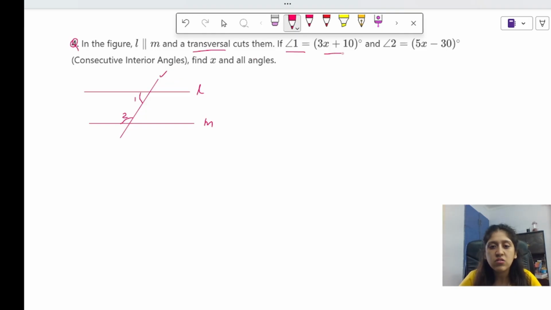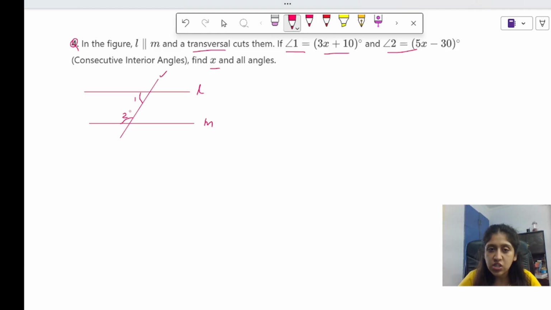Angle 1 is given as 3x plus 10. Okay, ये angle 1 है. Angle 1 is given to us. Angle 2 is also given to us. Okay, and we have to find angle x. I mean, we have to find x. Okay. Now, how do we find x? Can we see a relation with angle 1 and 2? Yes, angle 1 and 2 are consecutive interior angles.